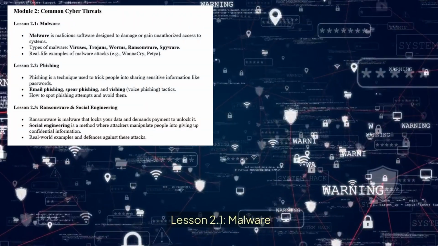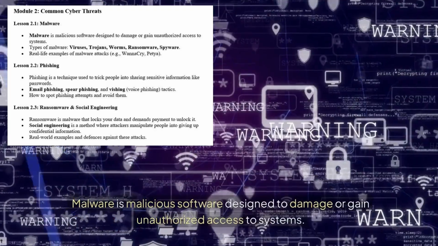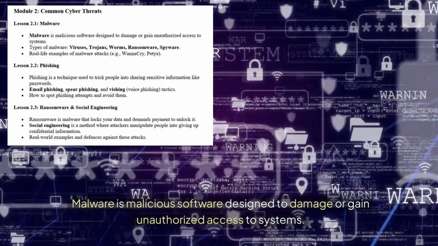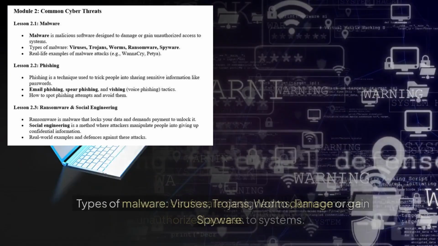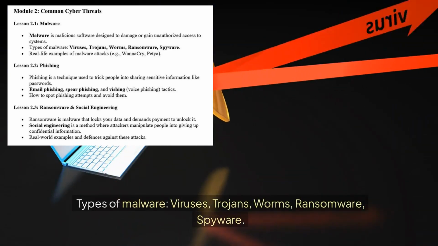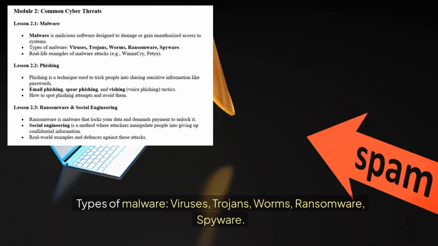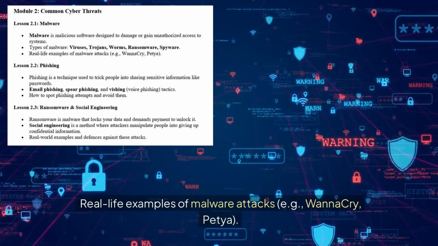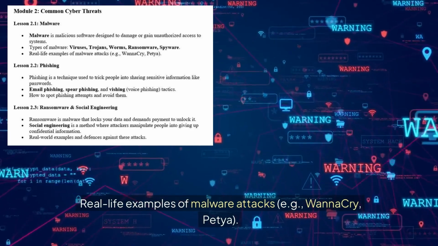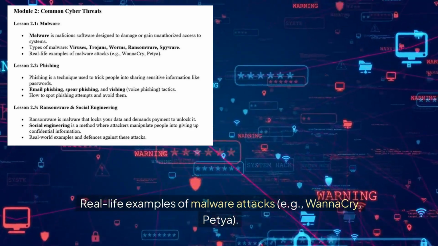Lesson 2.1. Malware. 1. Malware is malicious software designed to damage or gain unauthorized access to systems. 2. Types of malware: viruses, trojans, worms, ransomware, spyware. 3. Real-life examples of malware attacks, for example, WannaCry, Petya.